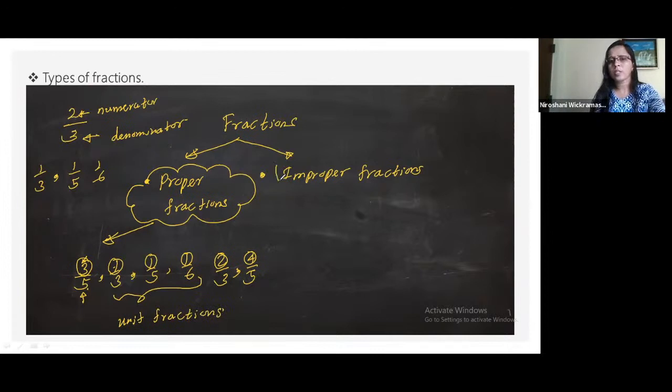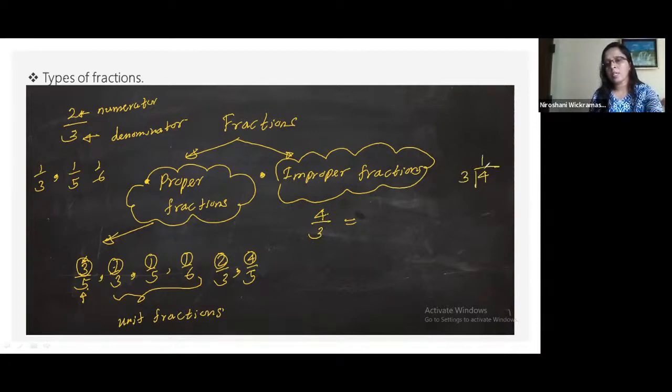And improper fractions. What is the meaning of improper fraction? In improper fractions, the numerator is always greater than the denominator. If you write 4 as the numerator and 3 as the denominator, the numerator is greater than the denominator. So we can write this as a mixed fraction. 4 is greater than 3, so we can divide it by 3. How many 3's here? 1. 1 times 3 is 3, 1 remains. You can write the answer as 1, and the remainder is 1 over 3.